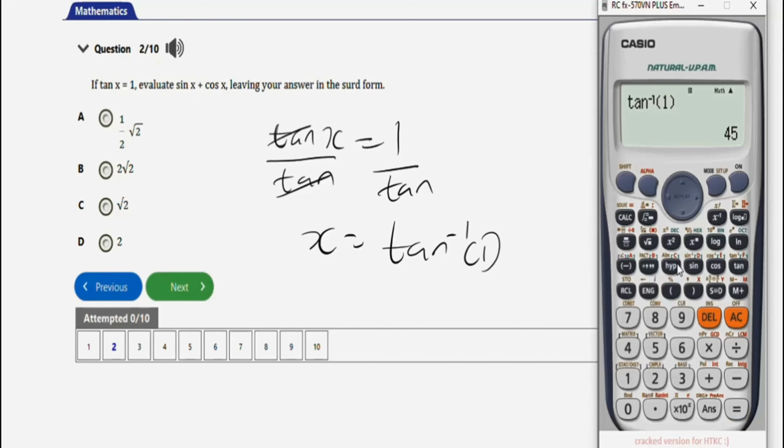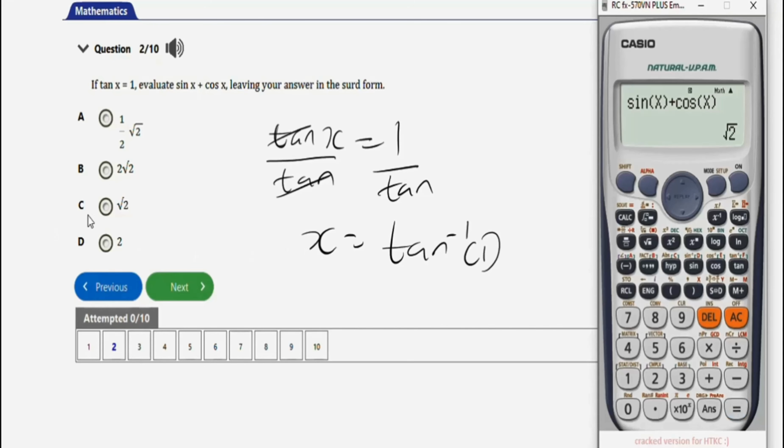Store this as x on the calculator. To store, press shift, this outside button and this button. So the output 45 is now stored as x. So let's use it to evaluate sine x plus cos x. Okay, so it's going to be sine x, plus cos x. So that's it. Let's press equal to now to see the output.